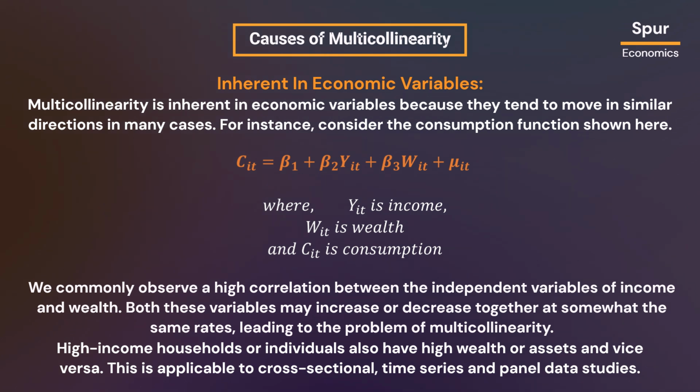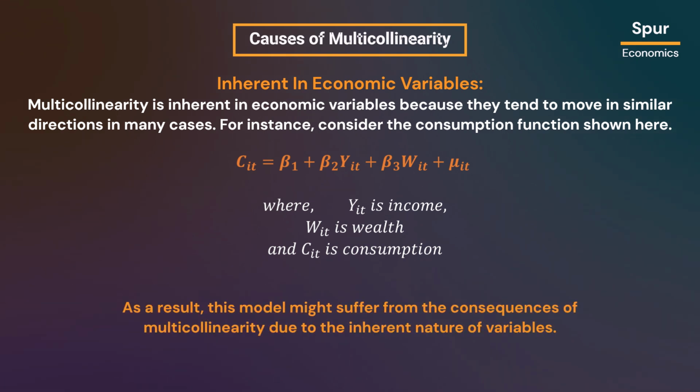Both these variables may increase or decrease together at somewhat the same rates, leading to the problem of multicollinearity. High-income households or individuals also have high wealth or assets, and vice versa. This is applicable to cross-sectional, time series, and panel data studies. As a result, this model might suffer from the consequences of multicollinearity due to the inherent nature of variables.